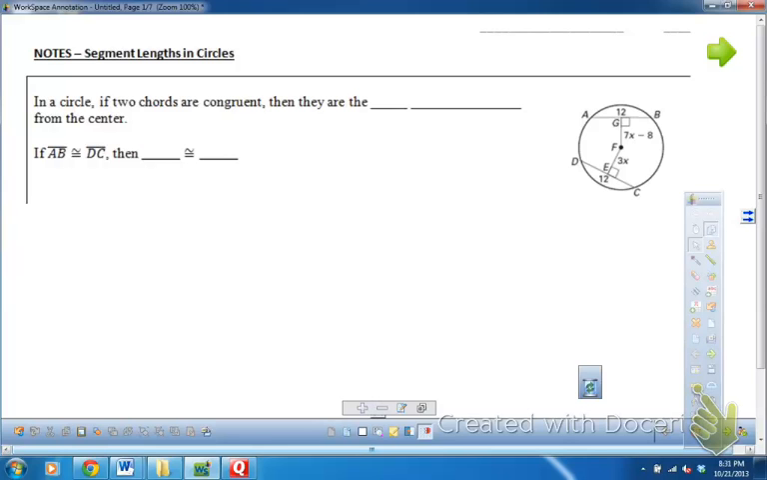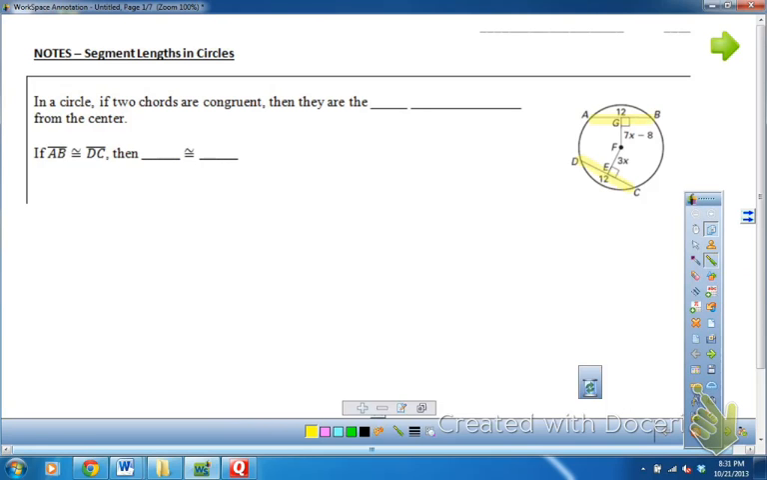And what we have here in a circle, we have two congruent chords. We have chord AB and chord DC that are congruent here. And I'm going to highlight them. So AB is congruent to DC.